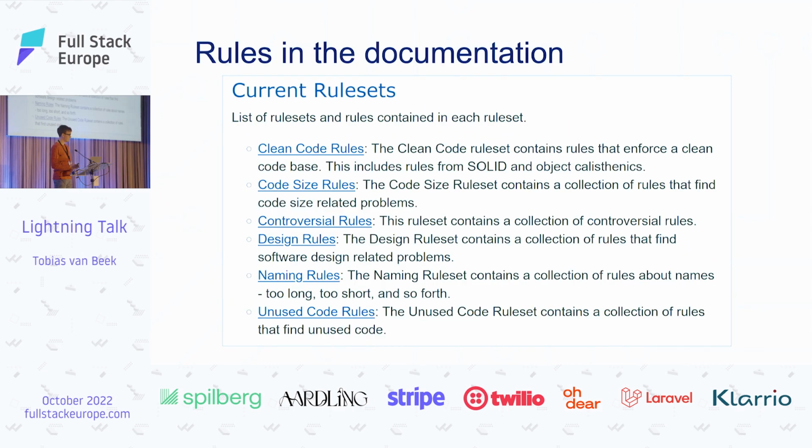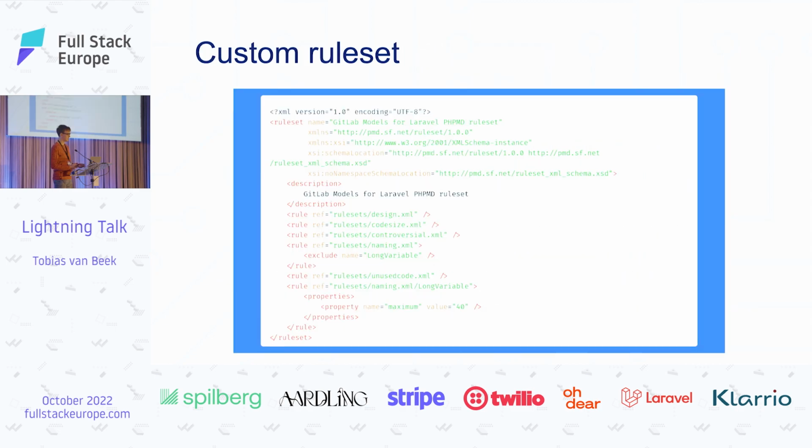Now, what are the rules? We have different default rule sets, like you see here the clean code, code size rules, but also unused code. And if you click through to the documentation, you can see for each rule set what rules are built inside and what the default values are. But default rule sets are nice, mostly you want something different.